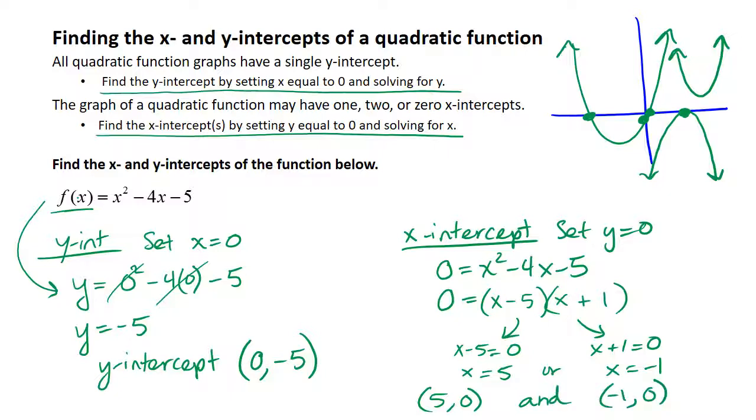So remember how I said an x-intercept, you could have 1, 2, or 0 of them. Here's an example where we have 2. We'll look later on in the chapter about how it works if you have 0 x-intercepts. But for now, the examples you're going to see are either going to be 1 or 2 x-intercepts.